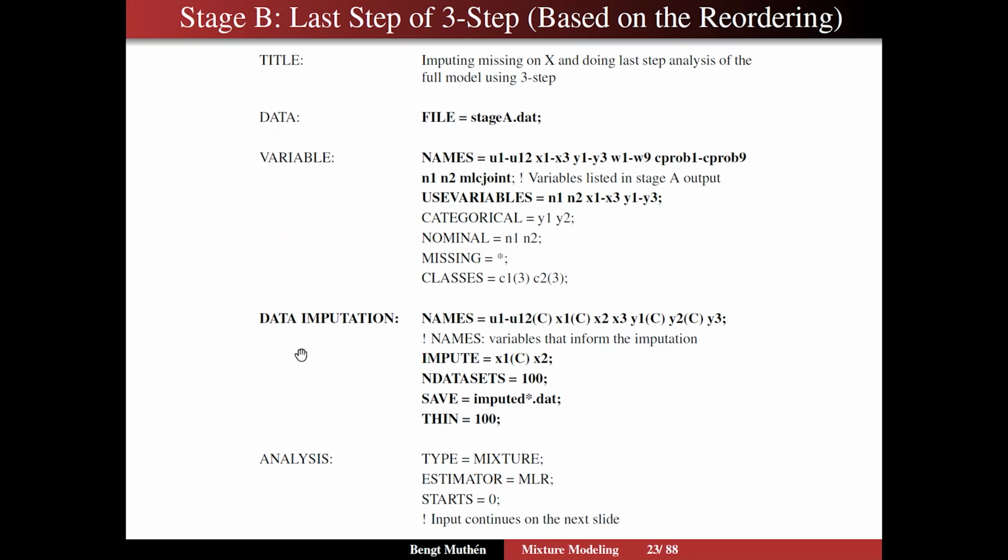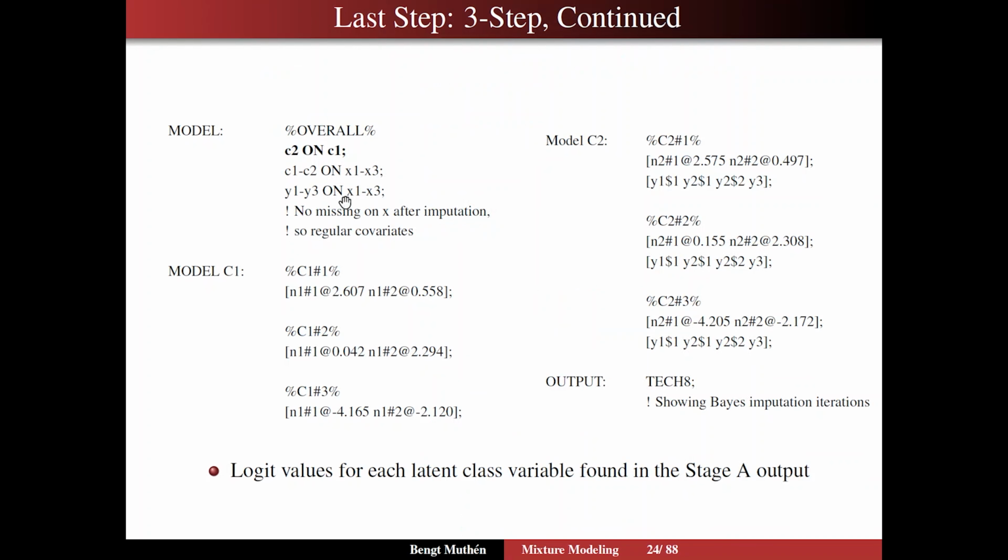So one analysis here does imputation and mixture modeling in one single run. And then you have model C1 and model C2, where, because it's three-step, we fix these loadeds. These loadeds come from the stage A analysis that we copy over like this and fix them. And you can, if you want, add TECH8 in the output, which shows you the base imputation iterations. Usually they come out okay, and you don't have to worry about them.